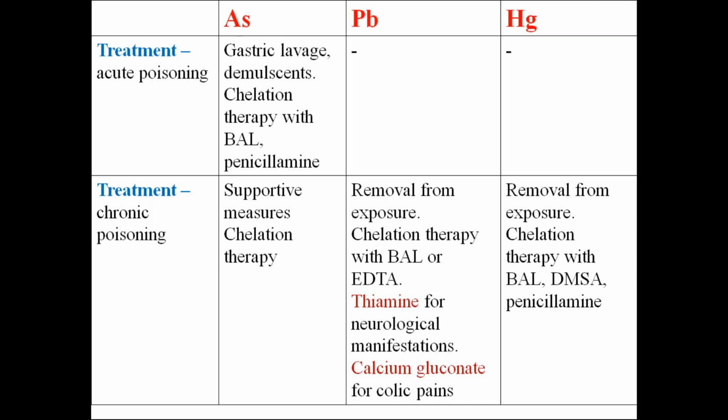Whereas in case of mercury poisoning, remove the patient from the exposed industrial area, chelation therapy with BAL and DMSA and then penicillamine. You can see that penicillamine is used both in arsenic and mercury, whereas BAL is used in all three: arsenic poisoning, lead poisoning, and mercury poisoning. And then DMSA and DMPS are specific to mercury, and EDTA is specific to lead poisoning.